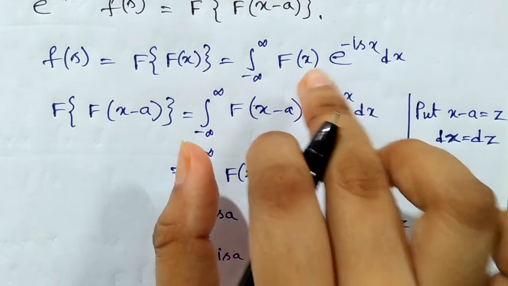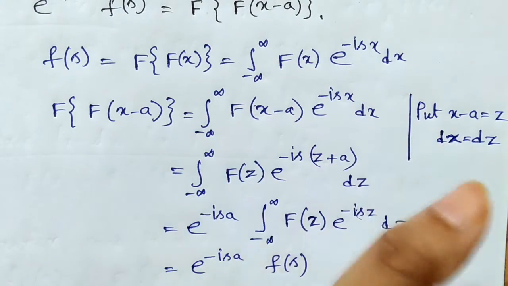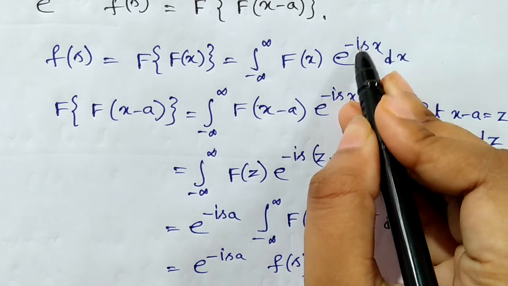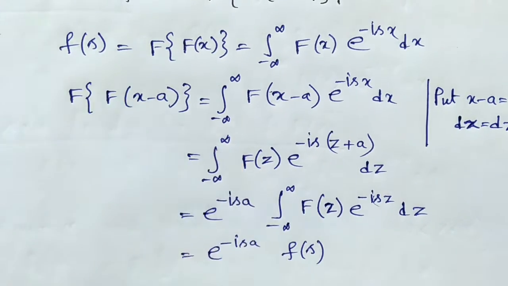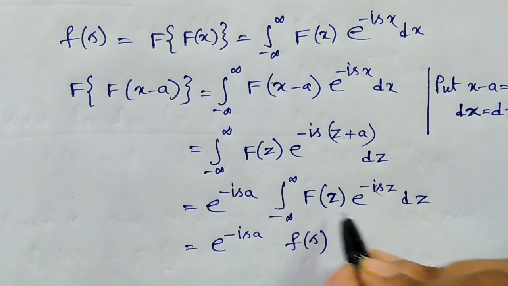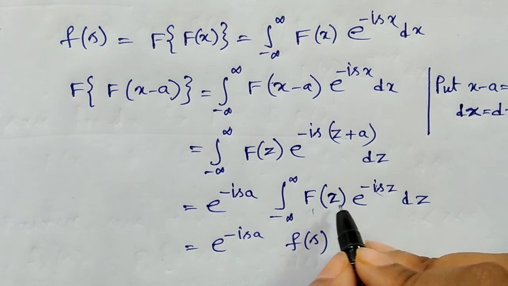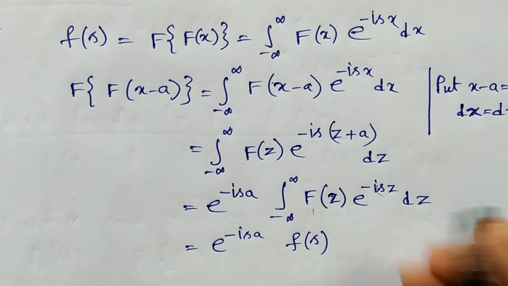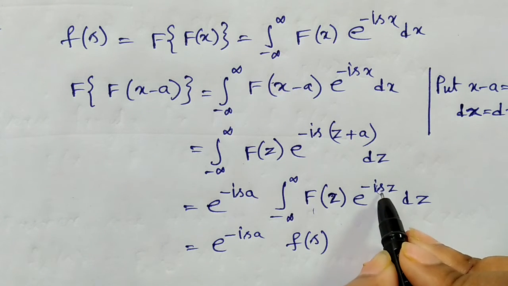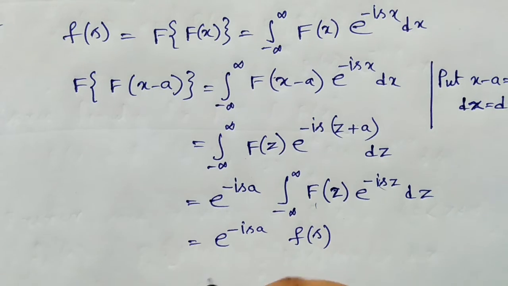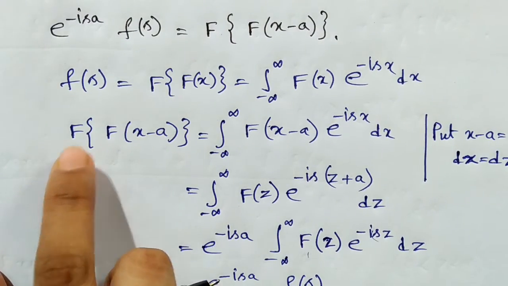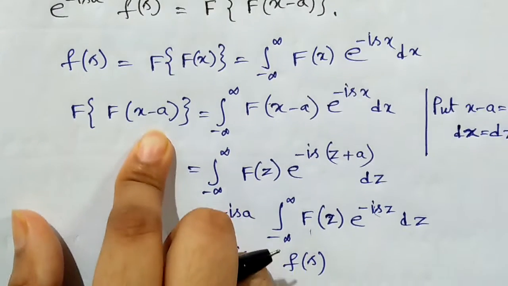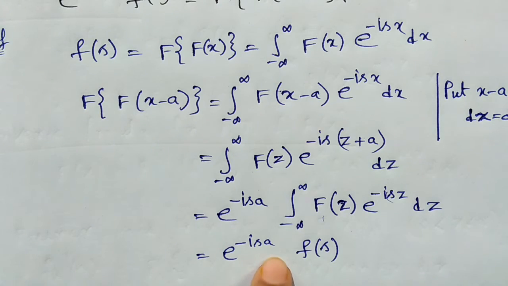See, this is written using variable x. This is not the factor. Here, if there is s, then we can write this as F(s). Also this is written using the z variable, but here it is s, so this is equal to F(s). So we get the Fourier transform of F(x minus a) equal to e to the power minus isa times F(s).